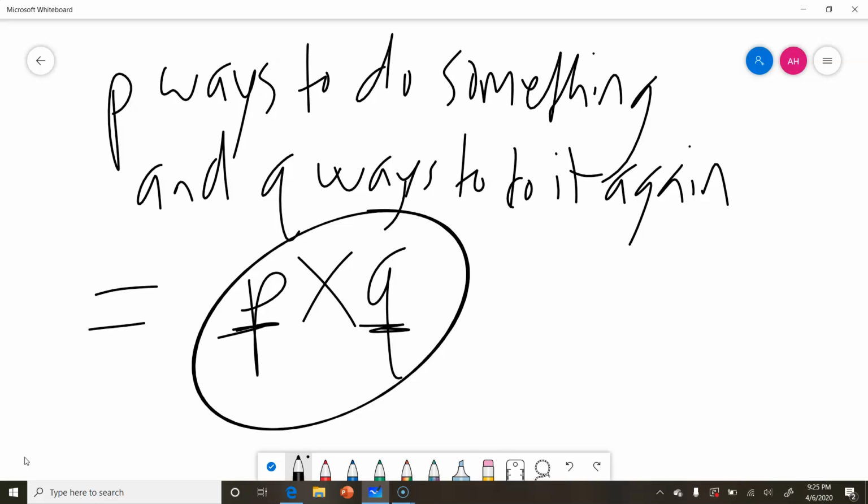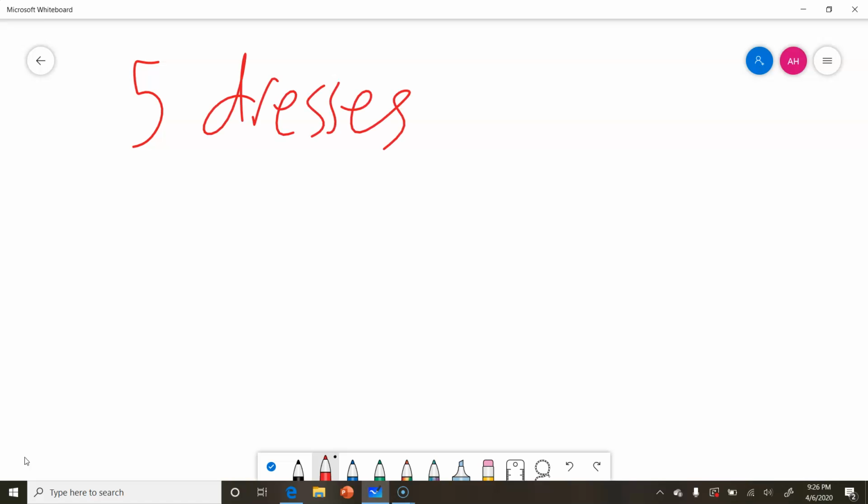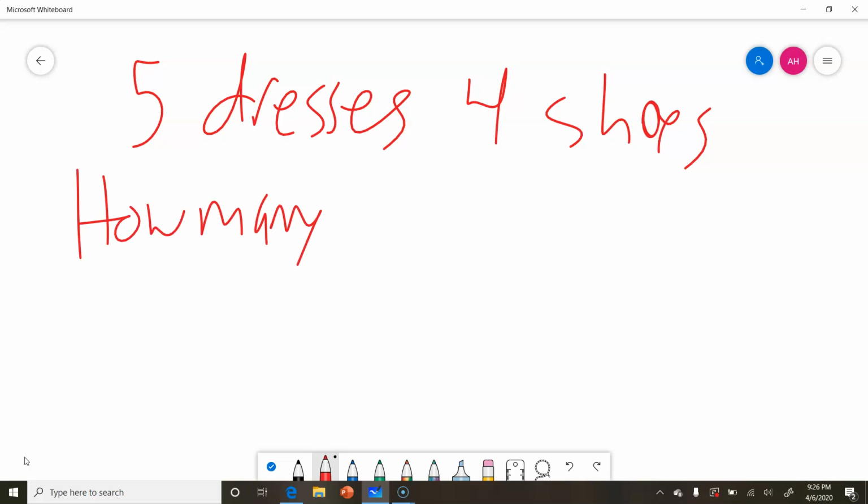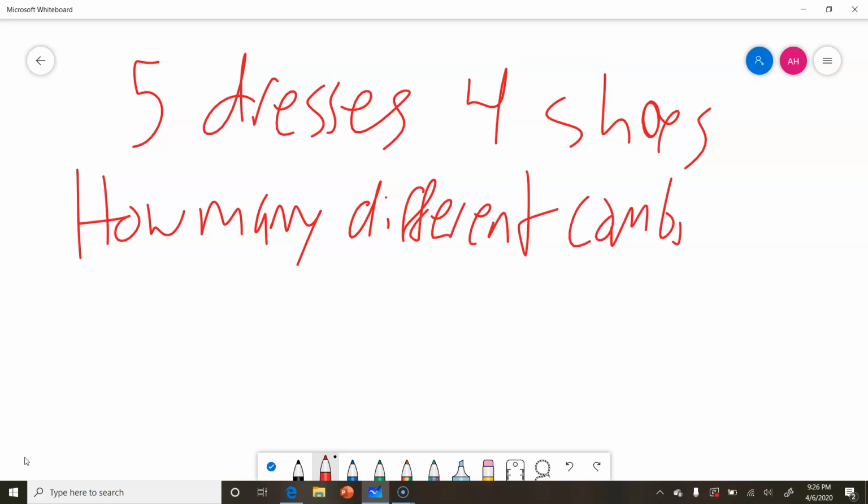Okay, so let's use this example. If you need to pause the video, go ahead. But this is going to be our example. So let's say that this lady has 5 dresses, and 4 shoes. Okay? 5 different dresses and 4 different shoes. The question is, how many different combinations could they have?